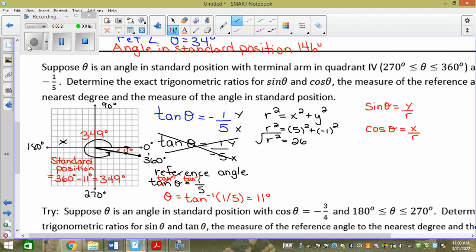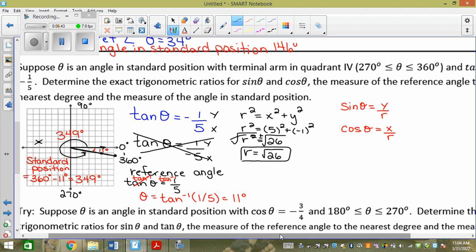Square root. When I take the square root, I have to put what in front of it? Positive and negative. Does root 26 break down into anything? No. So it's just going to stay root 26. The square root of 26. So when I go to do my trig ratios, I'm going to have y over r. So sine theta equals y, which is negative 1, because I labeled it, over r, which is root 26.